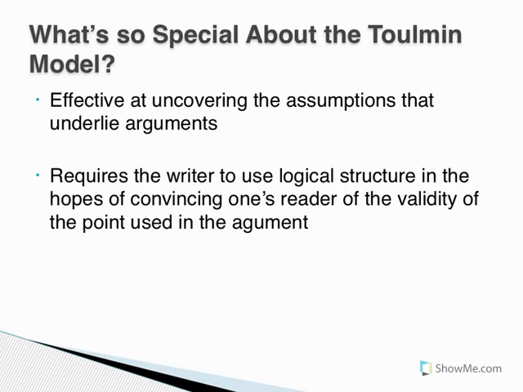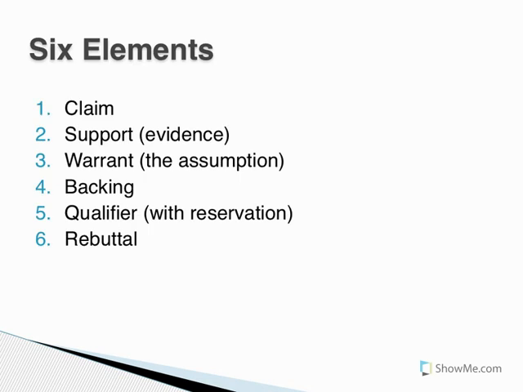And really what the Toulmin model does, it uncovers various assumptions that are underlying arguments, as well as requires the writer to use a structure that's logical so that in convincing their reader, they're also understanding that their argument is one that is valid. There are 6 elements to the Toulmin model: the claim, support, warrant, backing, qualifier, and rebuttal. And we're going to talk about each one of those to a certain extent.